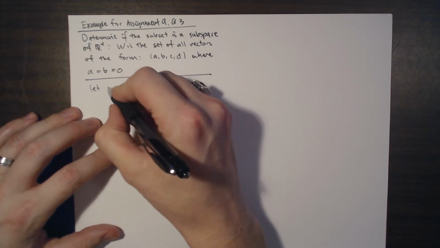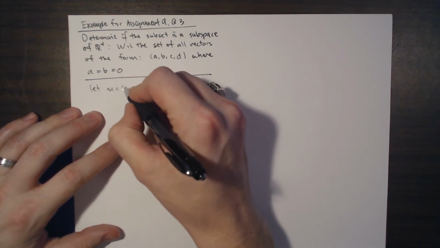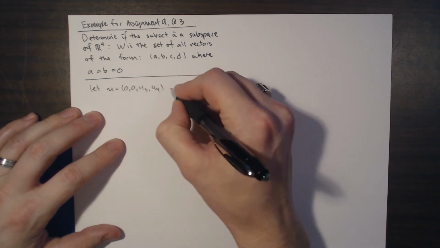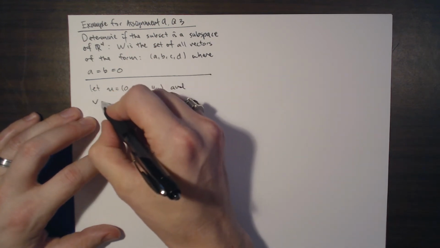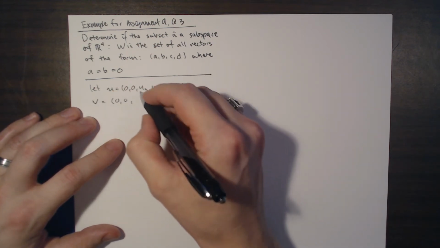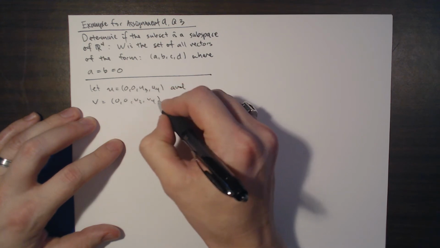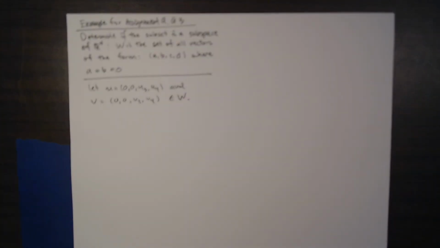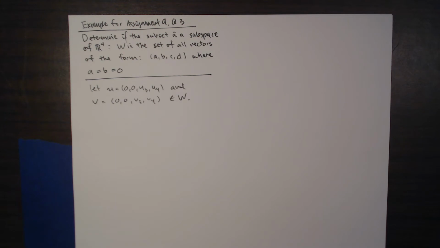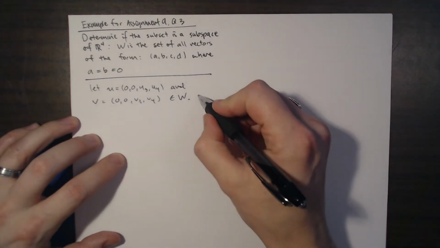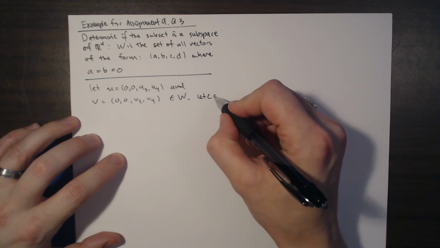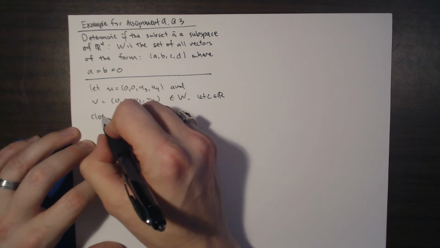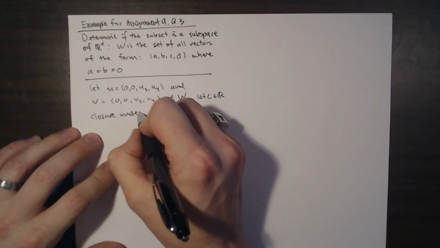So let U be equal to 0, 0, U3, U4, and V be equal to 0, 0, V3, V4. Both of those are in W since the first and second entry are both 0. We should also let C be some real number. All right, so we want to check closure under addition.